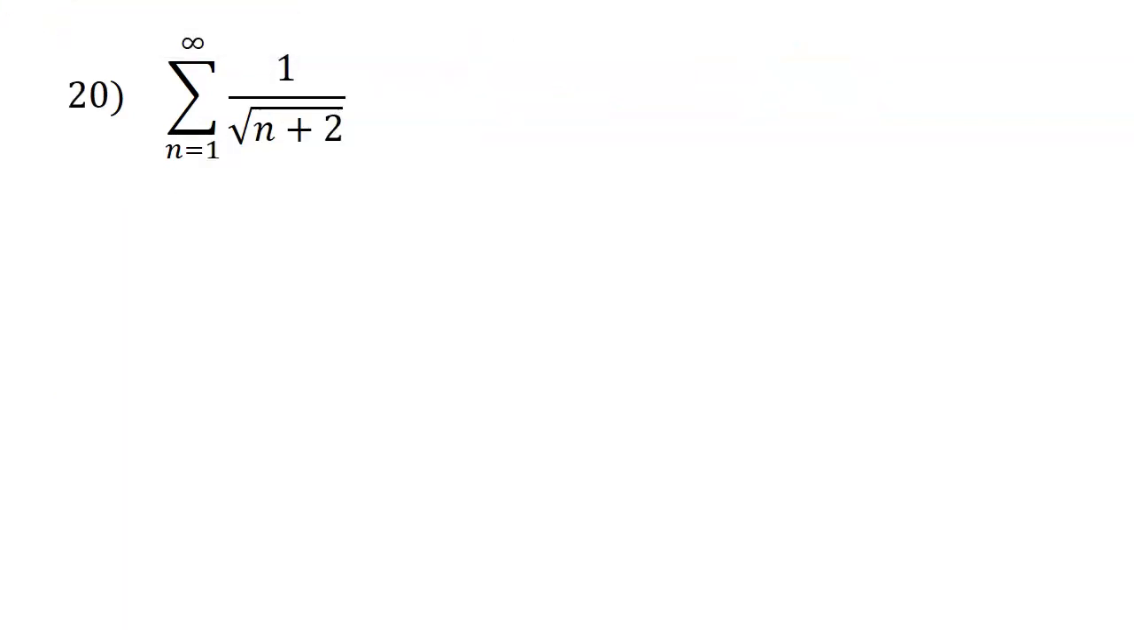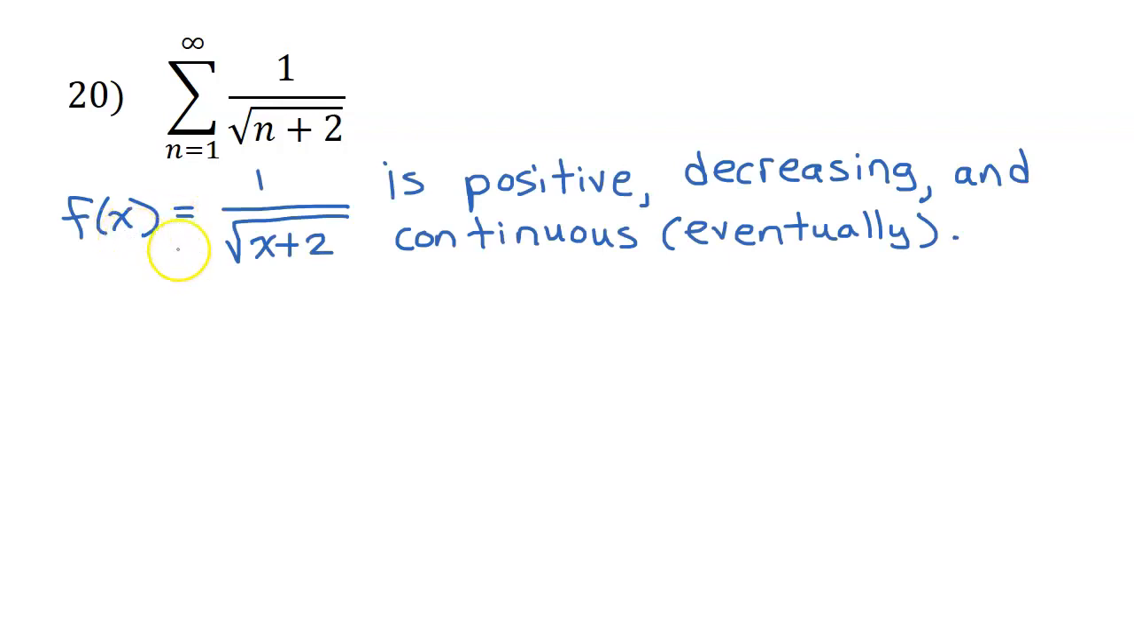Number 20. First, we define f of x like this, and we state that it is positive, decreasing, and continuous eventually. F of x has a vertical asymptote at x equals -2, but for values of x greater than -2, it is positive, decreasing, and continuous. Eventually, we need to evaluate the improper integral from 1 to infinity of f of x dx. But first, we need to find the antiderivative of f of x.